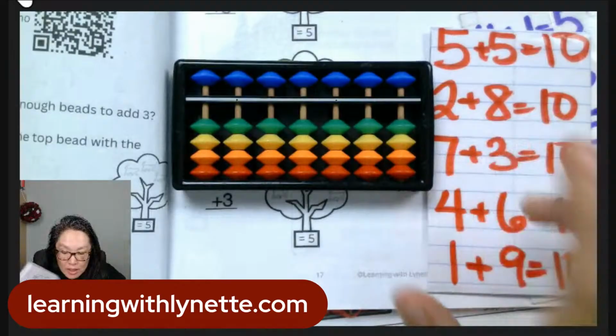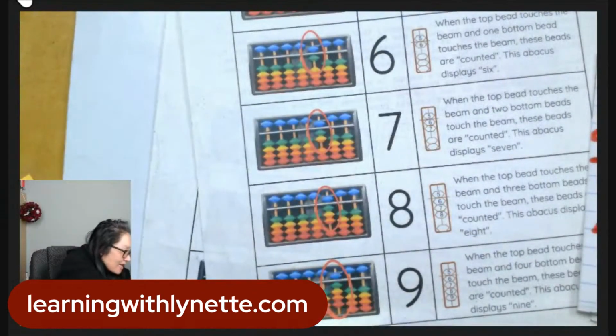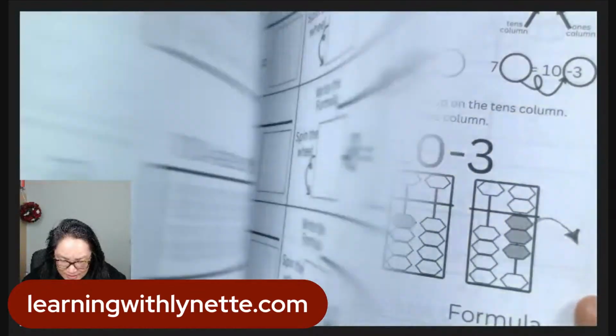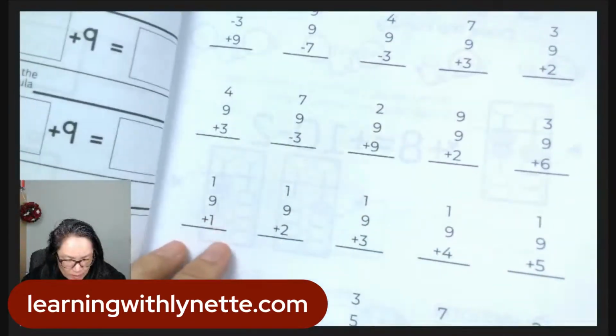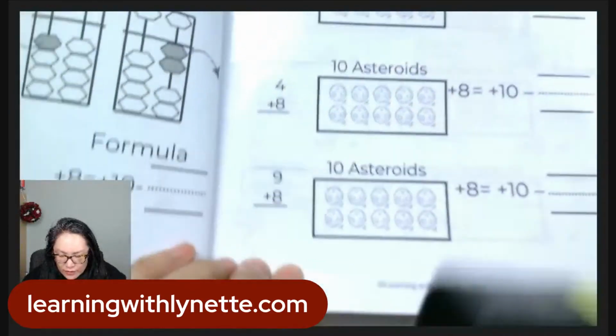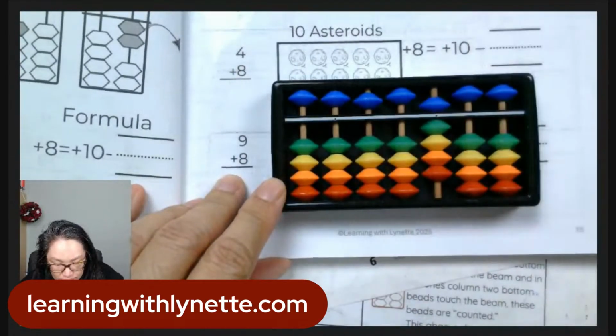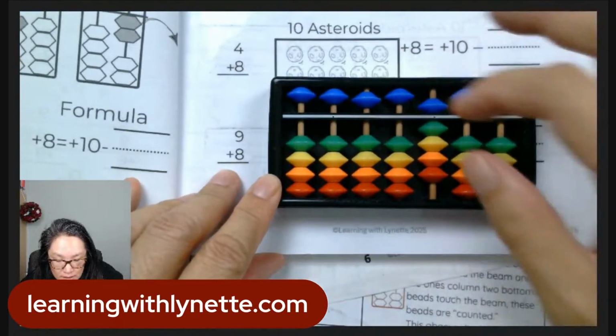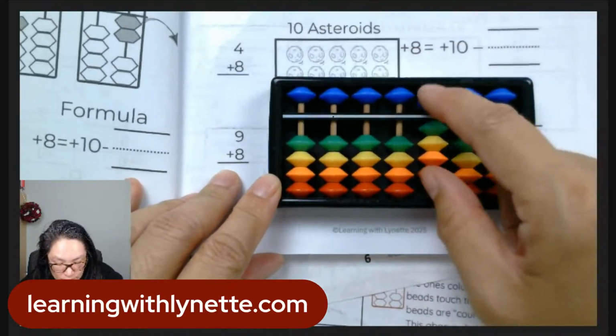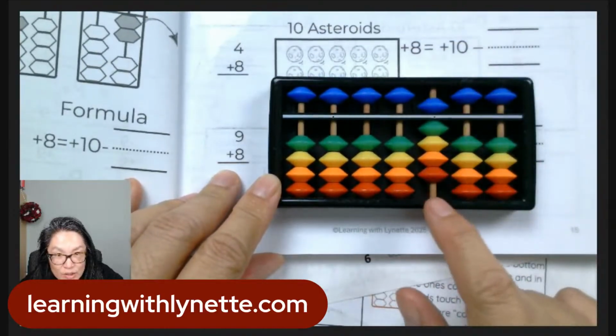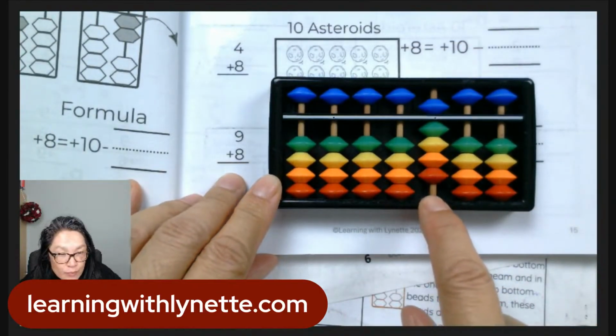So the first thing I'm going to do is get a question, because it's always nice to see an actual question, right? And I like to do 8, because it's just different numbers. I like the different numbers. Okay. So the first thing we're going to do is 9. When we look, we have 9. Now, this is 9. We need to add 8. We don't have enough beads to add 8.